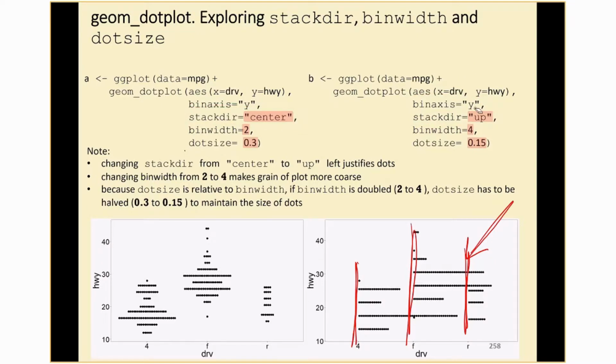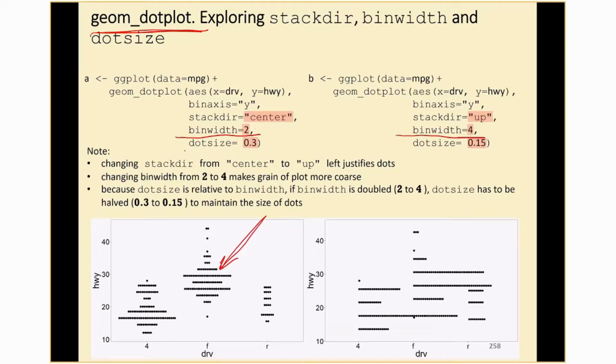Bin width. Geom dotplot uses bins, just like geom histogram. Anytime you're using bins, you probably want to play around with bin width and make sure that the appearance of the plot really represents what's going on with your data. So here I've set the bin width equal to 2. Here I've set the bin width equal to 4. Here you can see I've got a fair amount of detail. Here you can see the results are fairly coarse. I'm pretty sure I would prefer these.